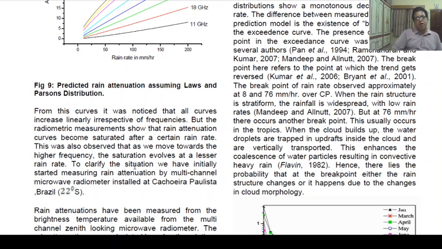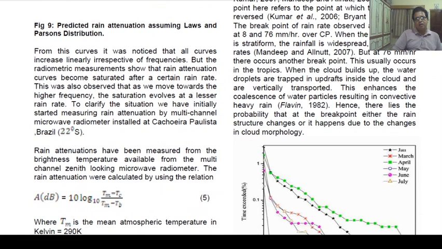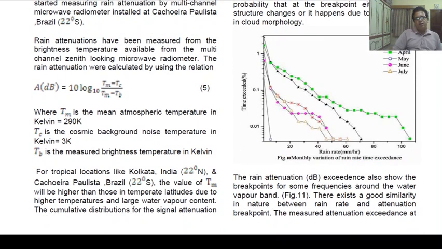To clarify the situation, we have initially started measuring rain attenuation by a multi-channel microwave radiometer installed in Brazil. This formula again we consider. This is also useful for your M.Sc. Rain attenuations have been measured from the brightness temperature available from the multi-channel zenith looking microwave radiometer. The rain attenuation was calculated by using the relation A dB equal to 10 log10 of (Tm minus Tc) upon (Tm minus Tb).